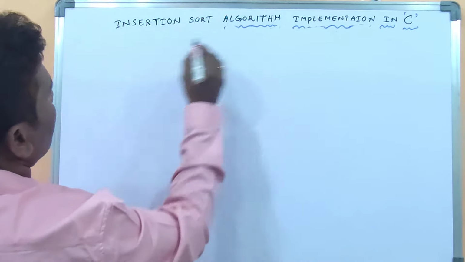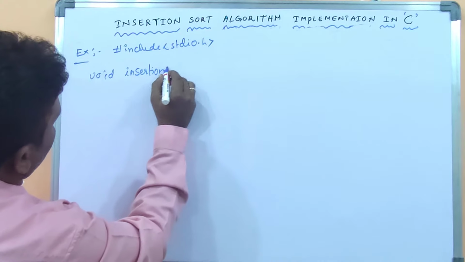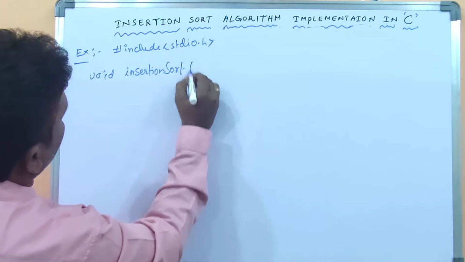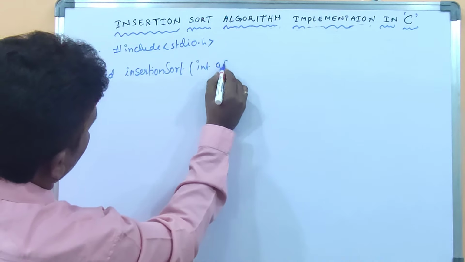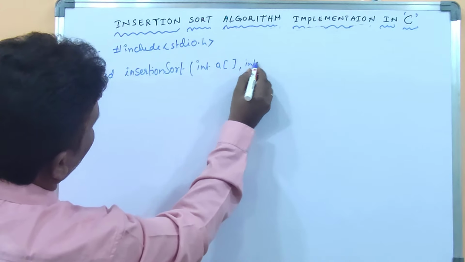I will write the example here. The #include, please listen carefully. Because it is C, that's why stdio.h. This header file is required to compile and execute C programs. Then void insertionSort, int a[], int n. n is nothing but the size.